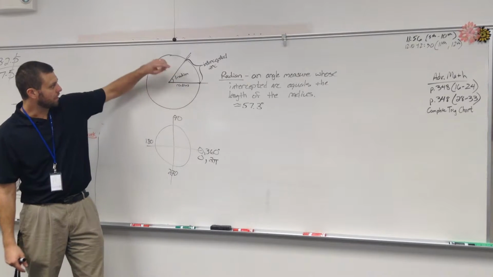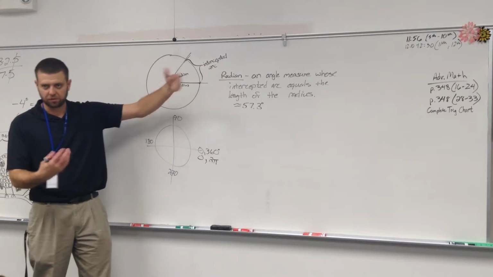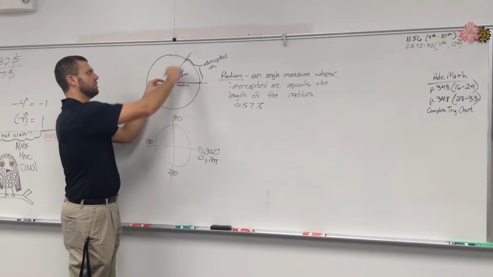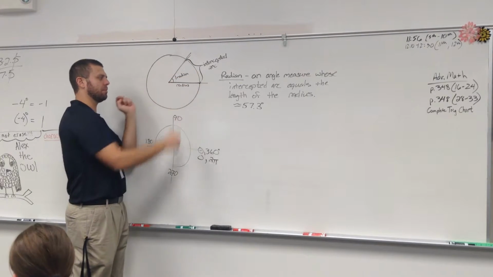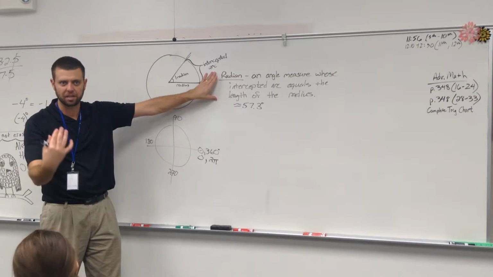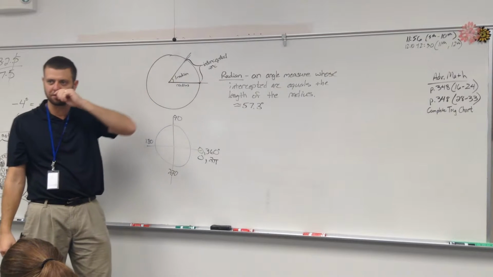So that's what a radian is. It's an angle measure. It's a different way to measure an angle. Okay, it's a little bit less than 60. Its intercepted arc is exactly the same length as the radius. Okay, this is a test question, by the way, where I'll say define a radian, and you'll want to give a very good definition.